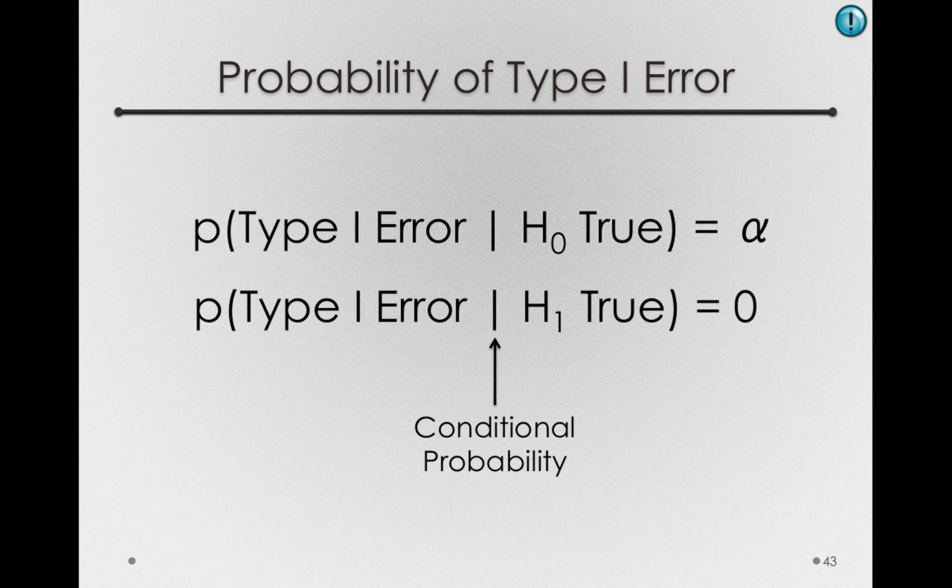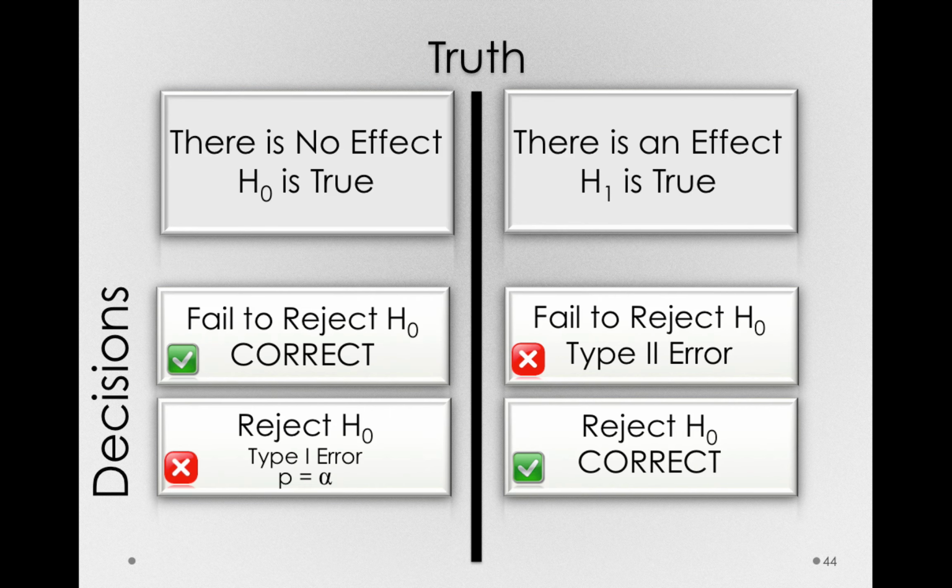So a conditional probability is an important idea. It is a statement about a probability given something else being true in the world. And notice that we can't talk about these errors without talking about them conditional on the state of the world. So going back, the probability of a type 1 error is only defined if the null hypothesis is true. And if the null hypothesis is true, the probability we will false alarm is exactly equal to alpha.